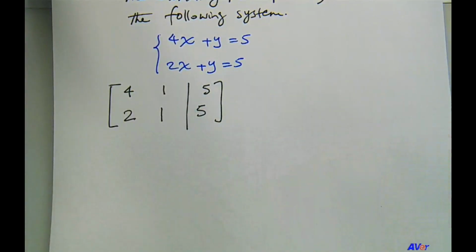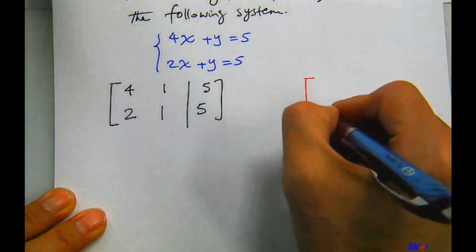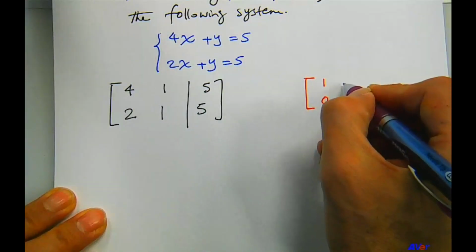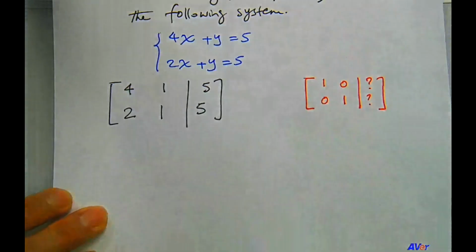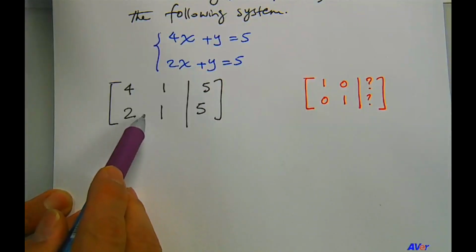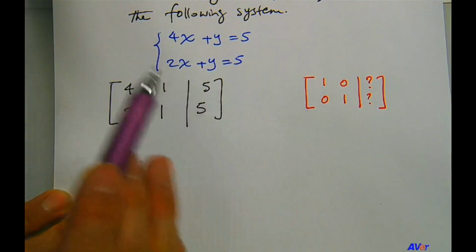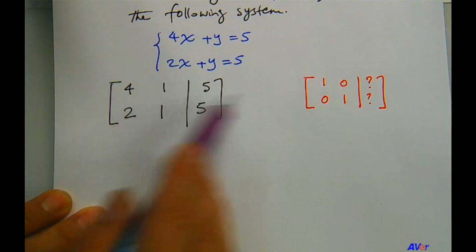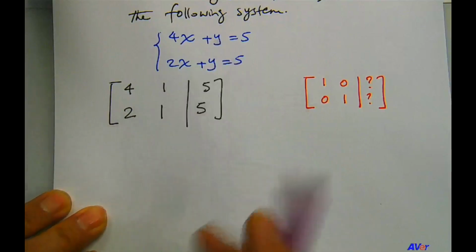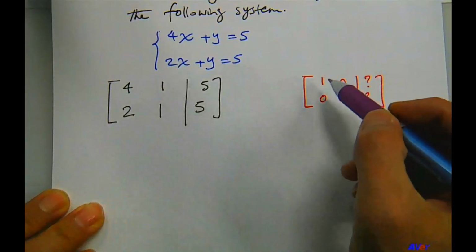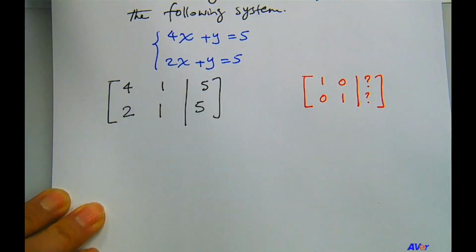Now, remember the reduced row echelon form? Let me write it down here. So here is 1, 0, 0, 1, and then. The reduced row echelon form of the matrix for this system of two equations, two unknowns, is going to look like that. When we're done, this is going to look like that. The method works like this: we're going to go from this matrix to that matrix, column by column.